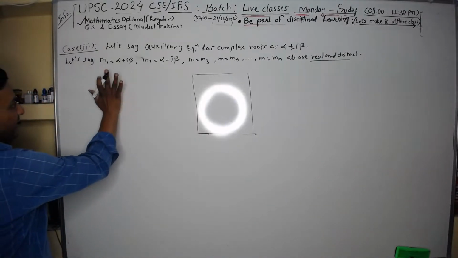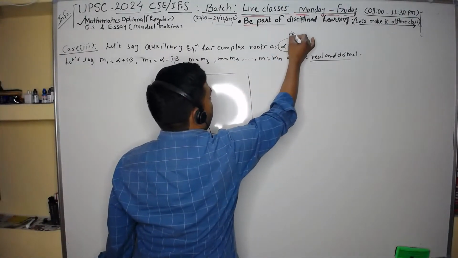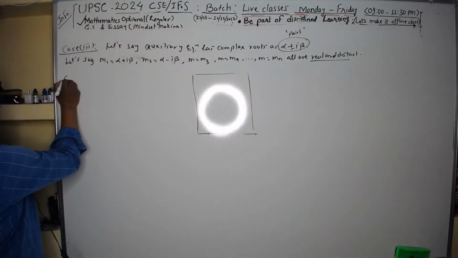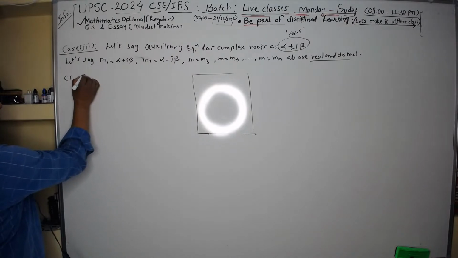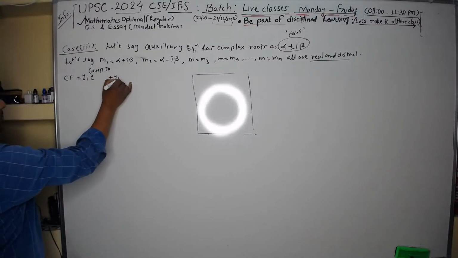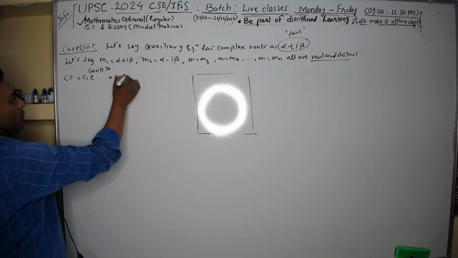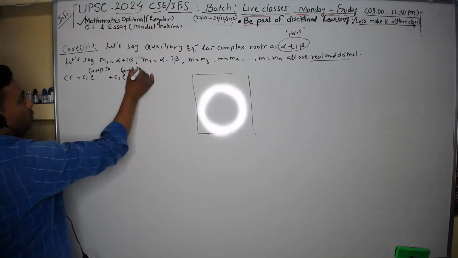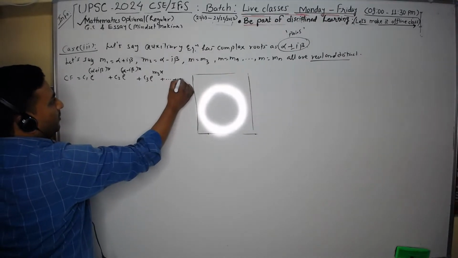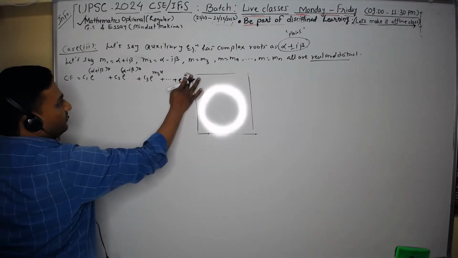Please do notice complex roots always come in pairs, right? So now CF will be c1 e raised to the power m1 x plus c2 e raised to the power m2 x plus c3 e raised to the power m3x plus cn e raised to the power mnx, right?